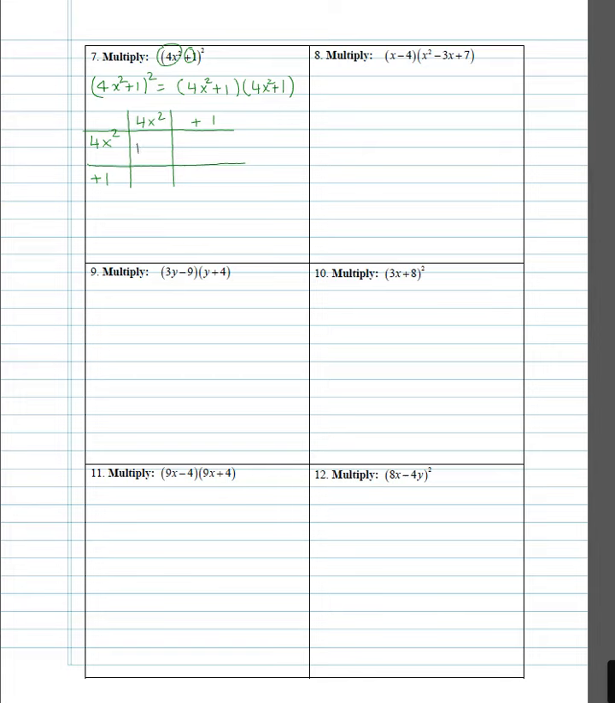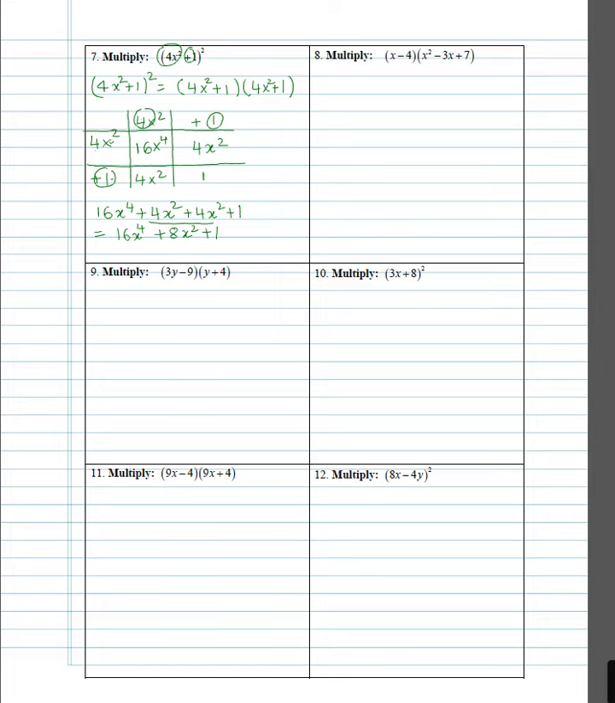4 times 4, 16. x squared times x squared, x to the power 4. 4x squared times 1, 4x squared. 1 times 4x squared, 4x squared. 1 times 1, 1. I rewrite them: 16x to the power 4 plus 4x squared plus 4x squared plus 1. I see that these two are my like terms. 16x to the 4 plus 8x squared plus 1. And again, I can't add x to the power 4 and x squared terms because they're not like terms.